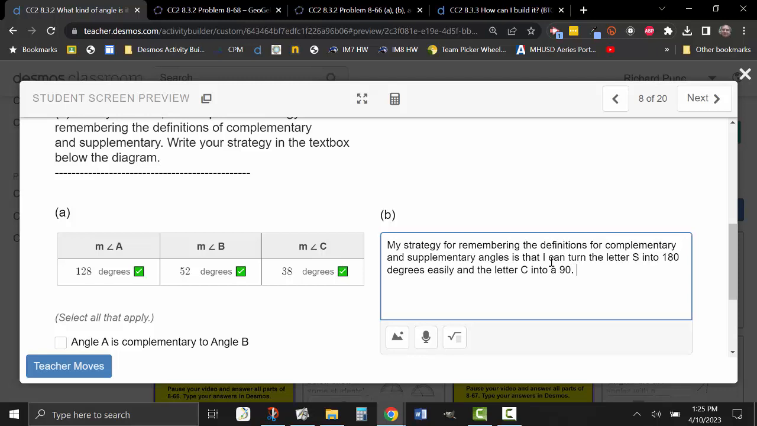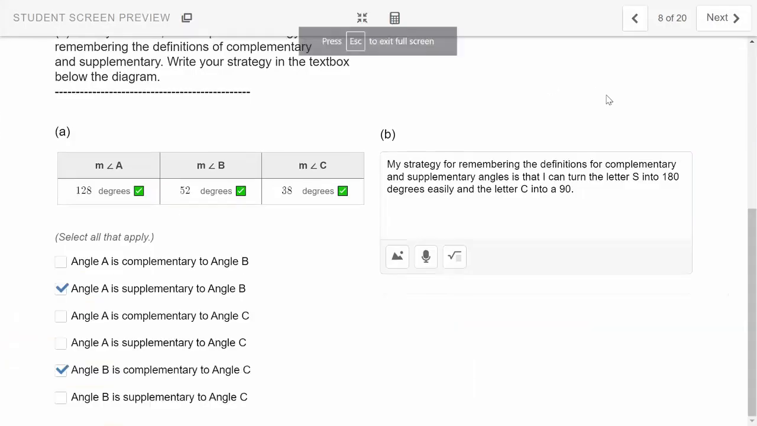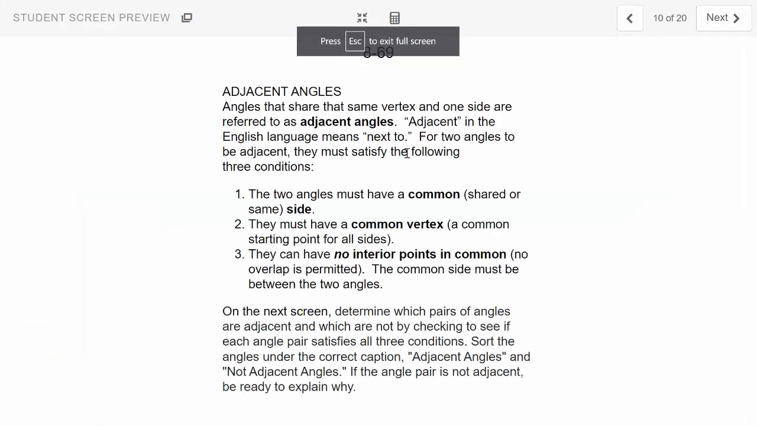Hopefully you have a better way than I do to remember it. Maybe you went alphabetically. 90 comes before 180 because C comes before S in the alphabet. I don't know. All right, let's move on to the next page, 10.